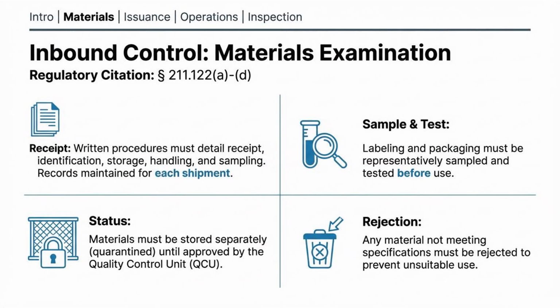Labeling materials must be received and examined using written procedures. Materials are quarantined until approved by quality control. Only materials that meet specifications may be released for use. Rejected materials must be clearly identified and controlled.